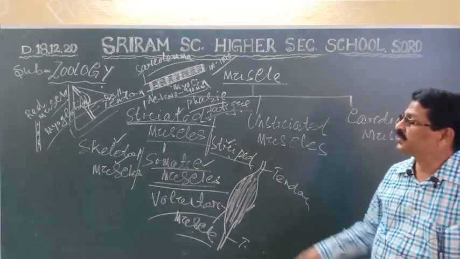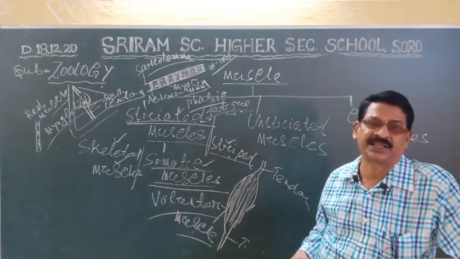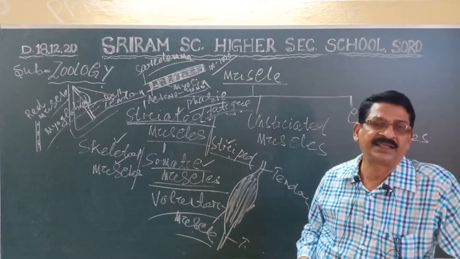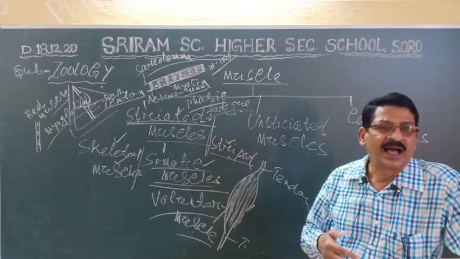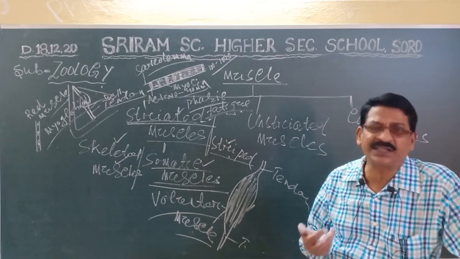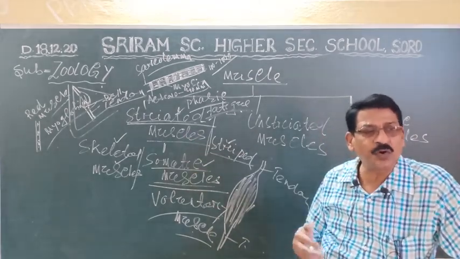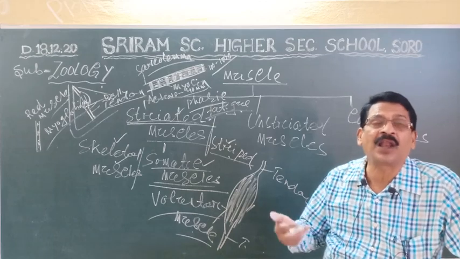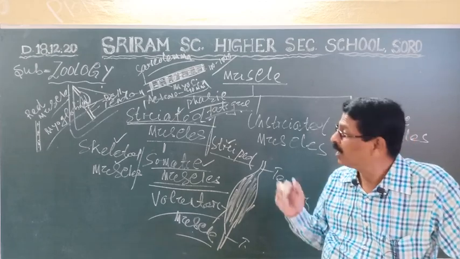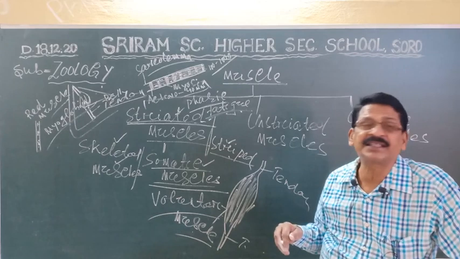So these are the red muscles, and the red muscle is a slow muscle. Its action is very slow. It is short sight and its action is slow, so it works for a longer period. So these are called the slow muscle.